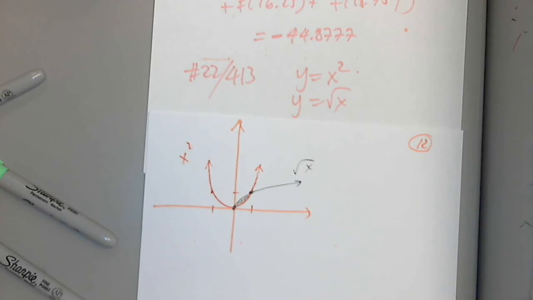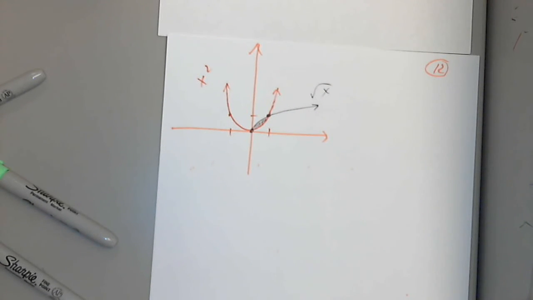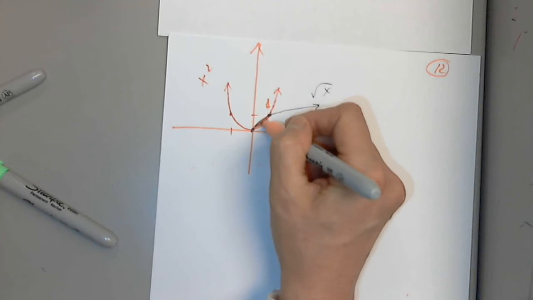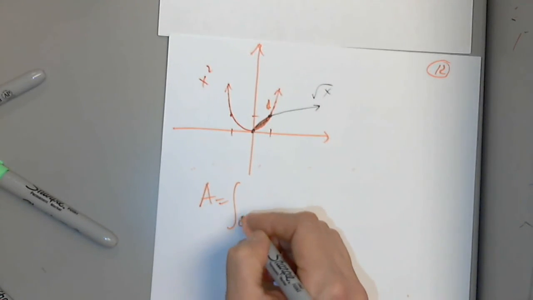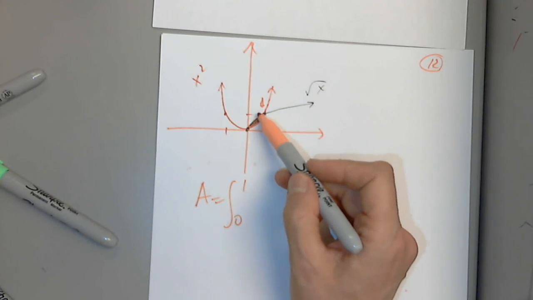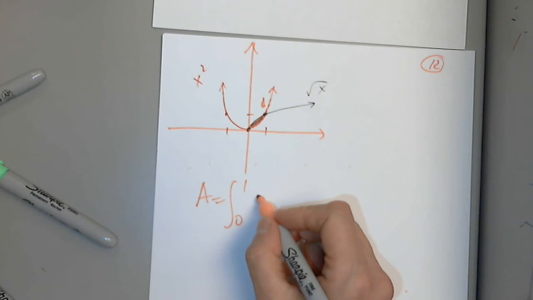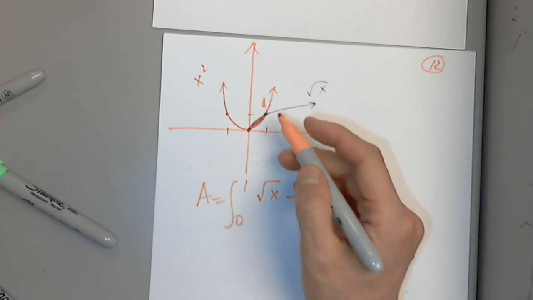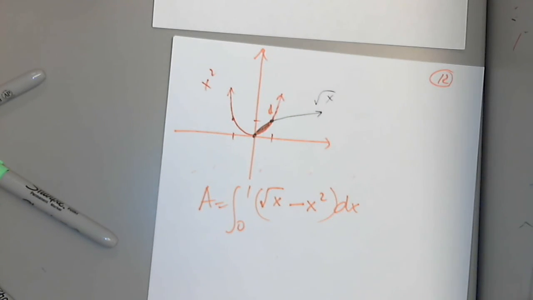So we're asked to find the area enclosed by these two graphs. And we know that it must be between 0 and 1. So this is the area in question between 0 and 1. So the area will be the integral from 0 to 1 from the top function of the area, which is the square root of x, very good, minus the bottom function of the area, x squared. That's it.